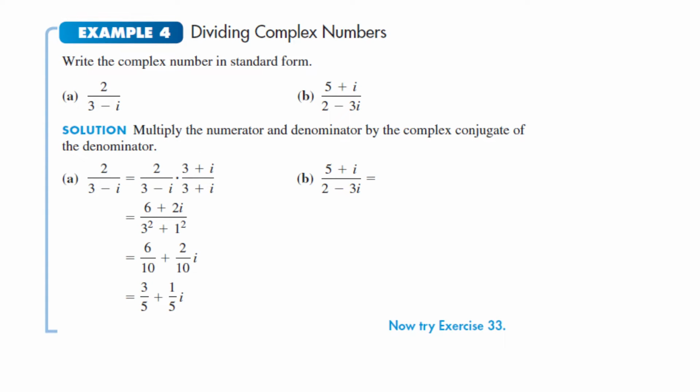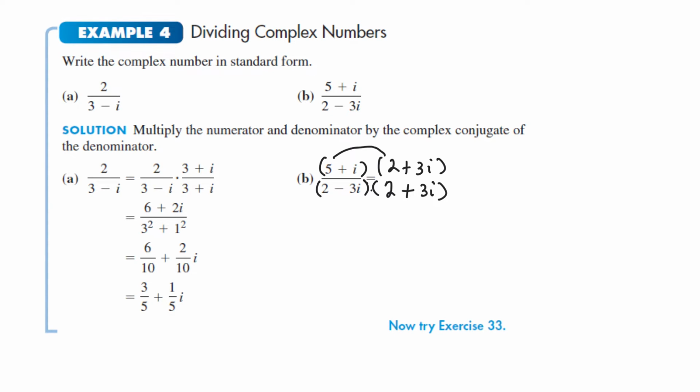In order for you to divide complex numbers, you have to multiply the denominator by its conjugate. So 2 minus 3i and its conjugate is 2 plus 3i. So you've got to multiply the numerator by 2 plus 3i. What you're going to have to do now is the distributive property.